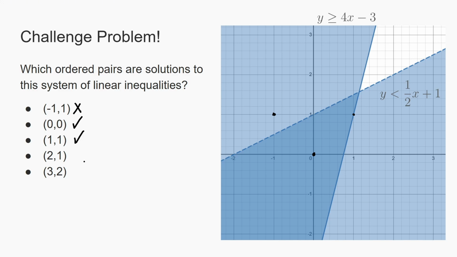What about 2, comma 1? 2, comma 1. No, it's only part of the y is less than 1/2 x plus 1. That's false. And what about 3, comma 2? 3, comma 2 is also only in this one section. So that's incorrect. So our answers are 0, comma 0 and 1, comma 1 are the only solutions to the system of the inequalities out of these given points.